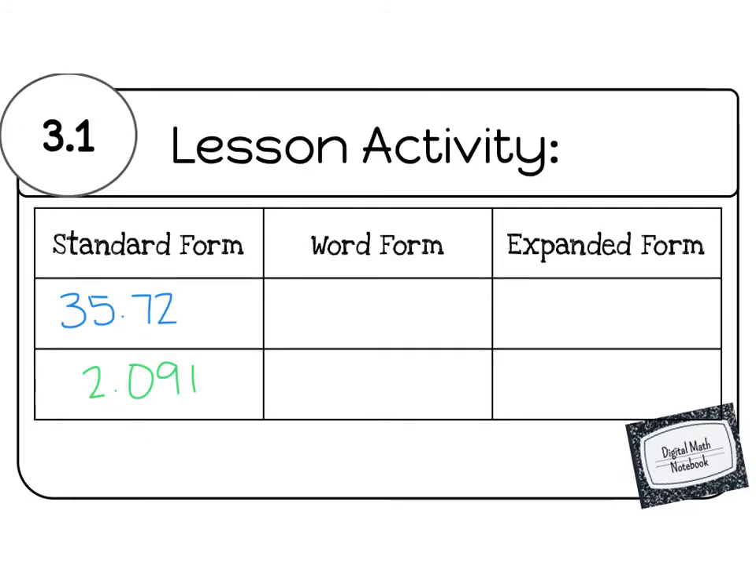All right, fifth graders, we're ready for our lesson activity. Today's lesson activity has us writing in standard form, word form, and expanded form these two numbers. They're already in standard form. Let's do word form and expanded form of the first one together, and then you'll do the second one on your own. Word form is the way that we say this number out loud.